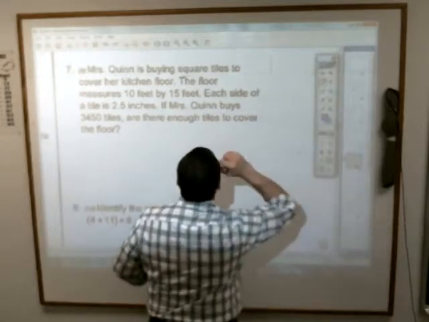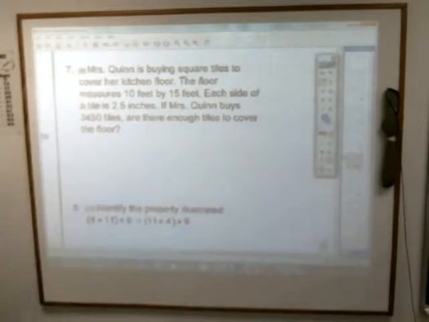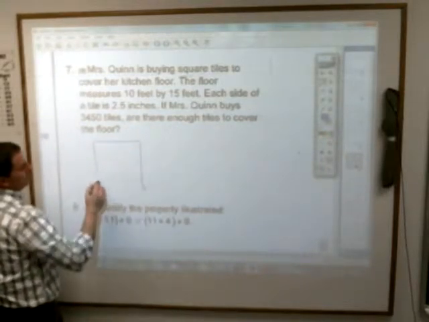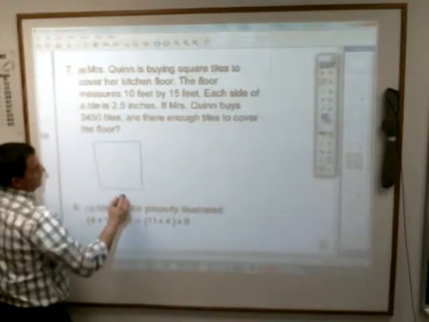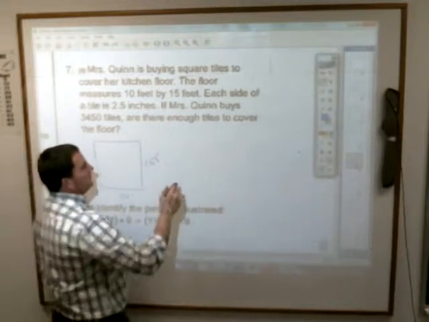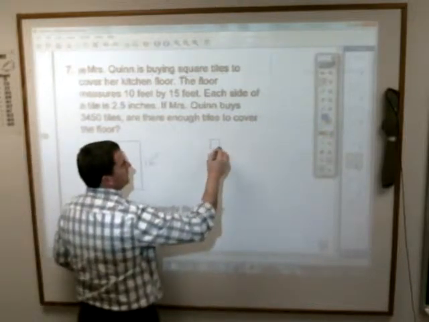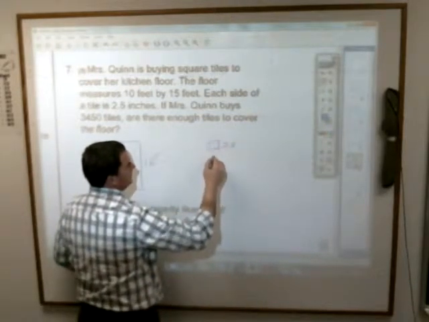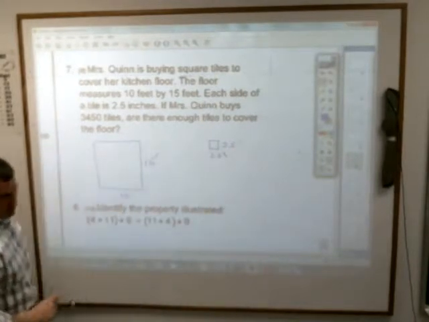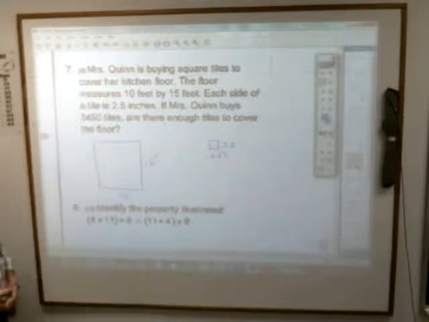Seven. Yeah, 7's a good one there. Mrs. Quinn is buying square tiles to cover her kitchen floor. The floor measures 10 feet by 15 feet, so the first thing you're going to do is draw her kitchen floor. It is 10 feet by 15 feet. And she's covering it with these little tiles that are 2.5 inches on the side. Now you've got an issue here in the sense that you're working with two different measurements. So at some point, you're going to have to change them both to the same units.